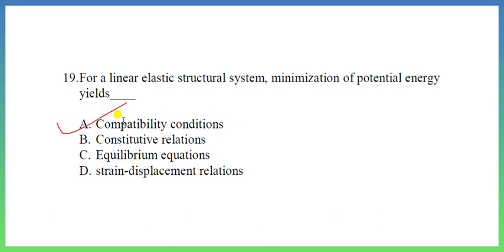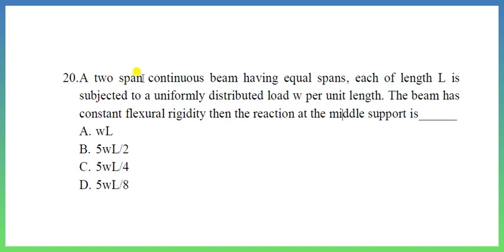So option A is the correct answer, that is compatibility conditions. Next one, a two-span continuous beam having equal span, each of length L is subjected to uniformly distributed load W per unit length, and the beam has constant flexural rigidity, then the reaction at the middle support is option A, WL, B, 5 WL square by 2, C, 5 WL by 4, and D, 5 WL by 8. The answer for this question is 5 WL by 4.